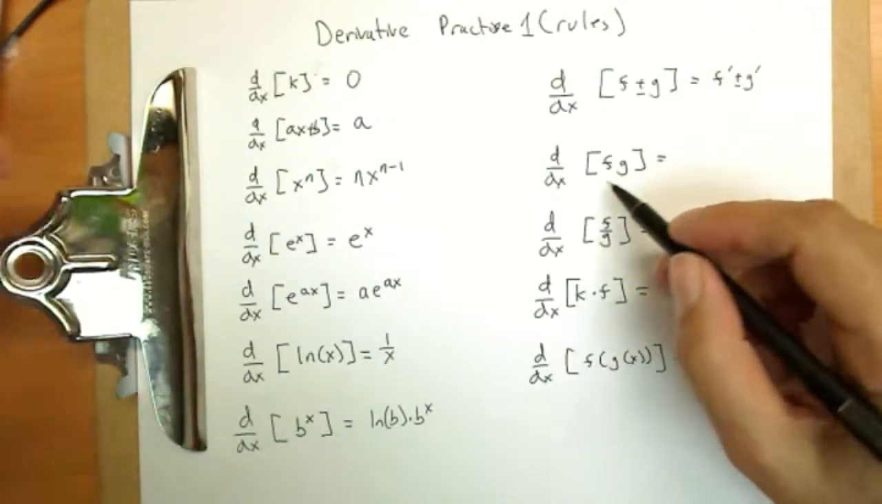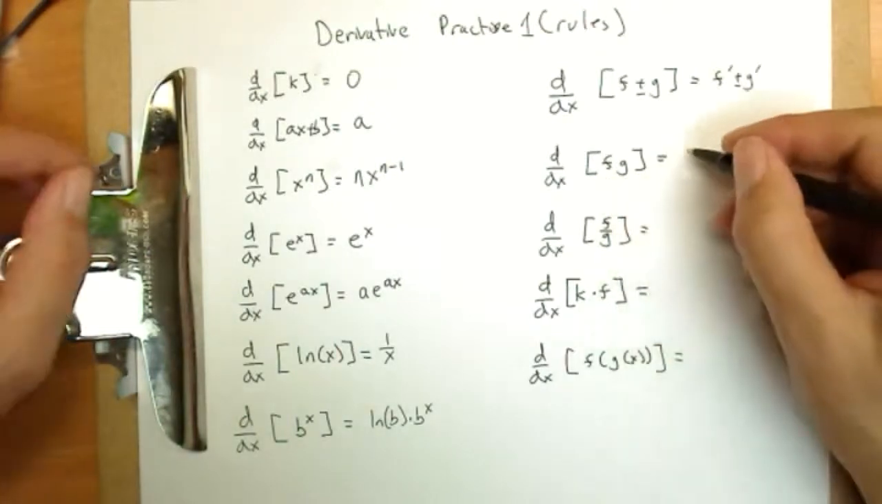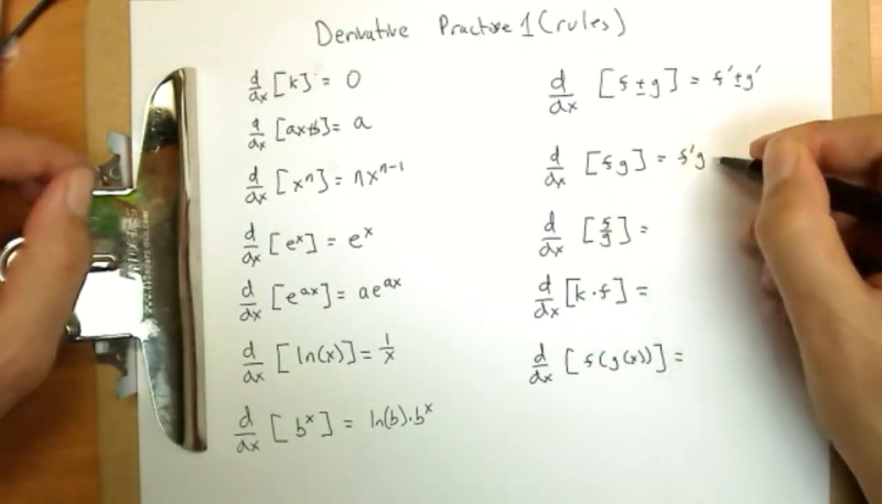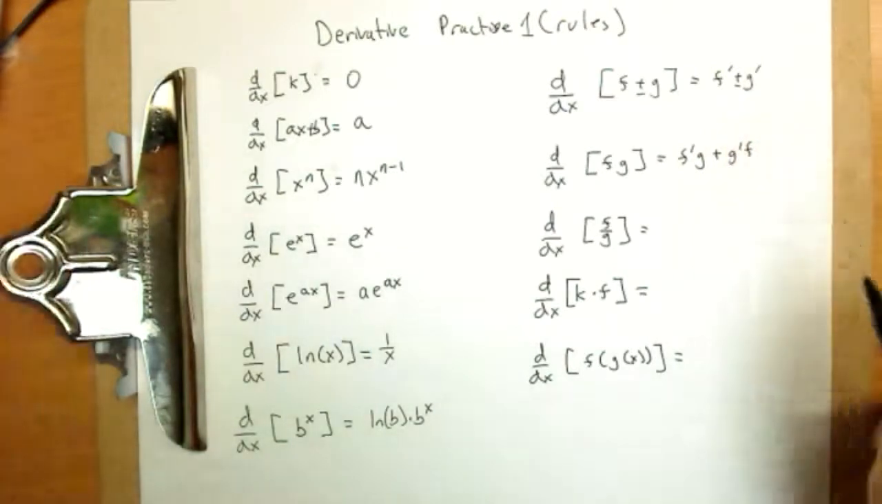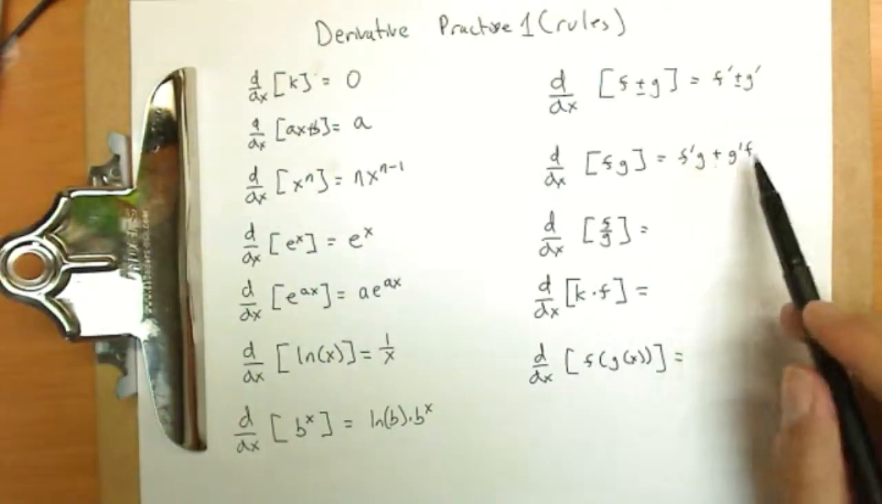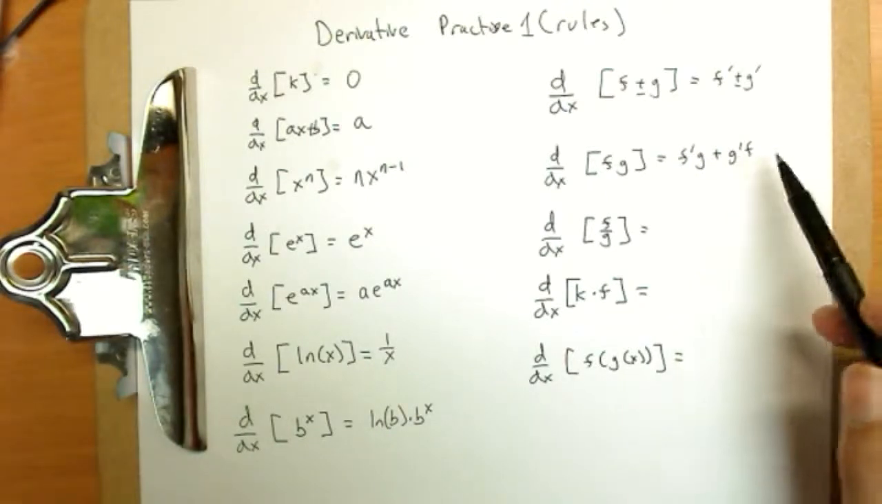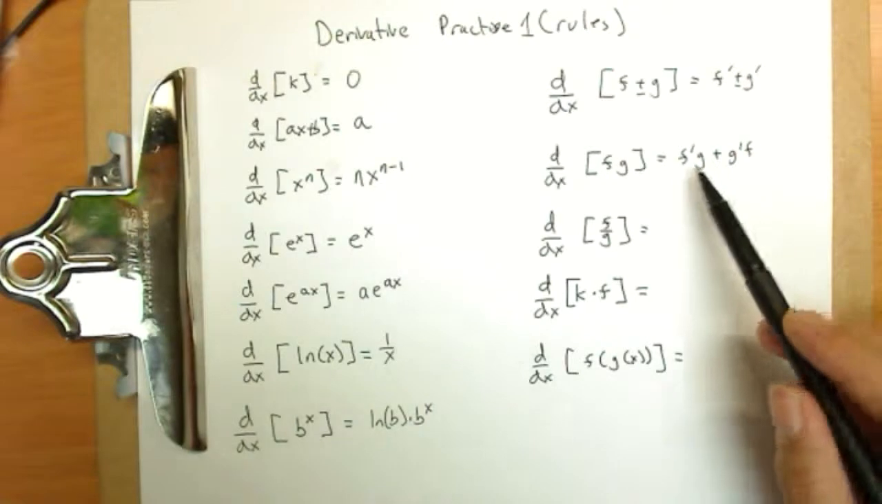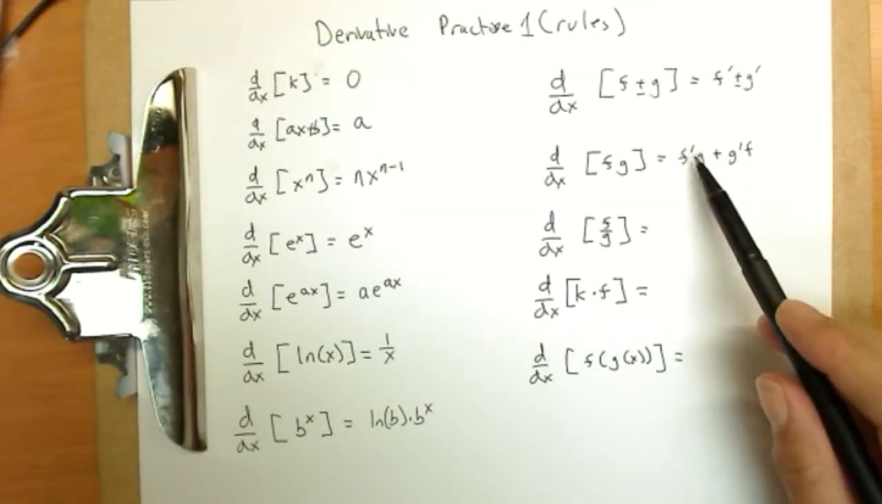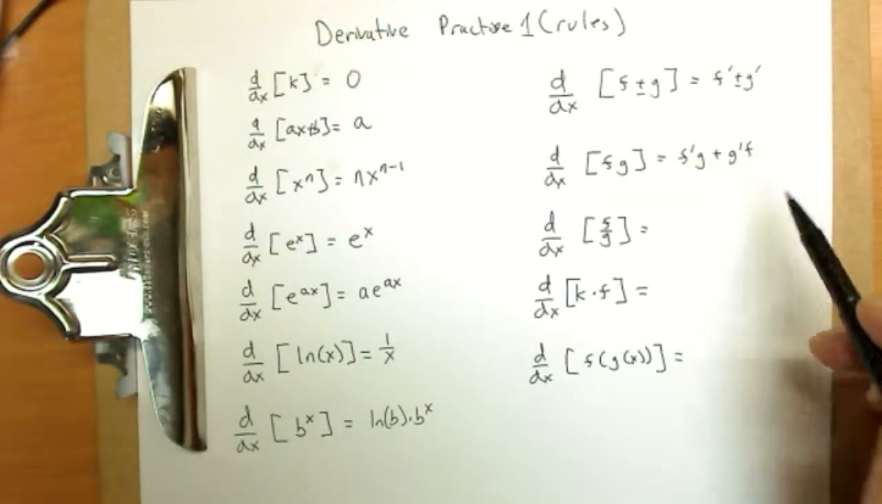Product rule: multiplication is product, so we have a product here. Derivative of the first times the second plus the other combination. I don't care what order you do them in, because both multiplication and addition are commutative. They can move. So you could have this one first or that one first, and the order here doesn't matter either, but you need both possibilities, derivative of f times g and derivative of g times f.